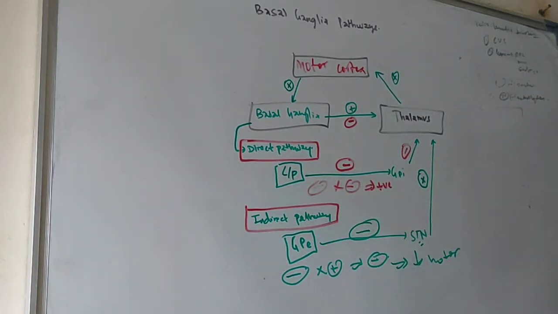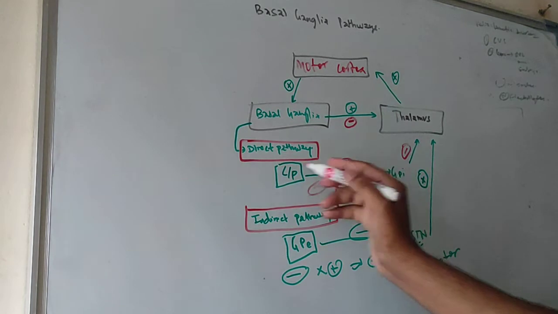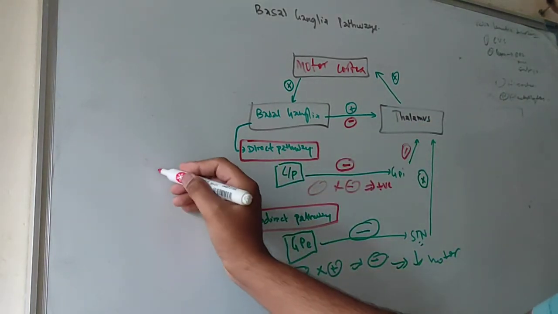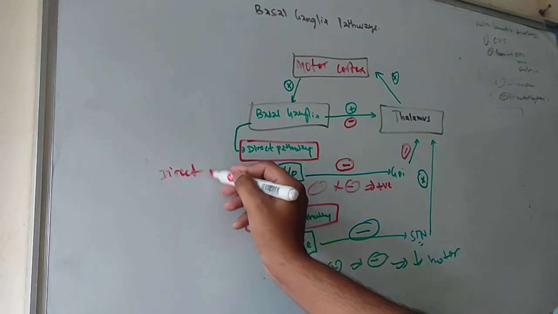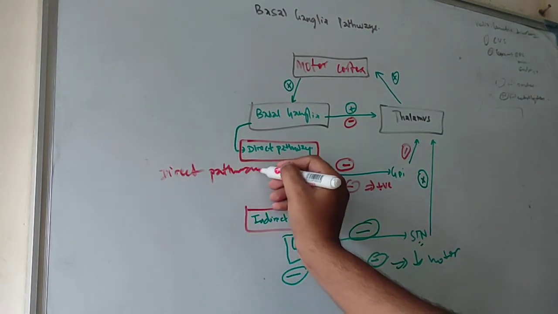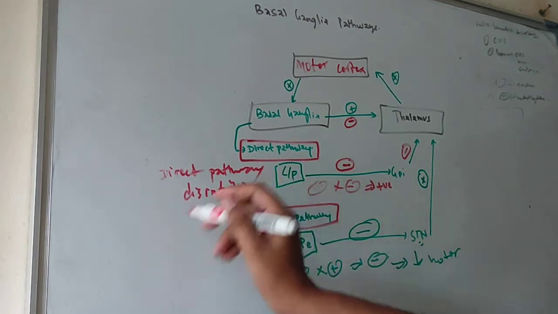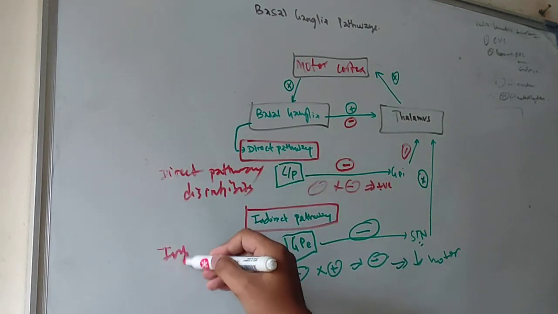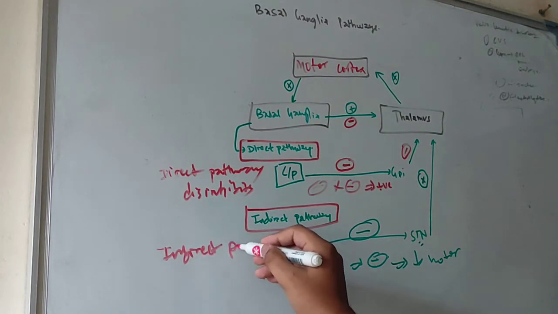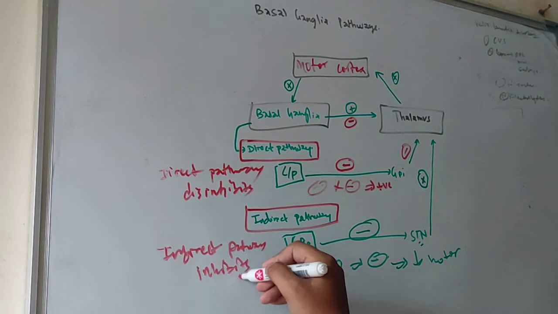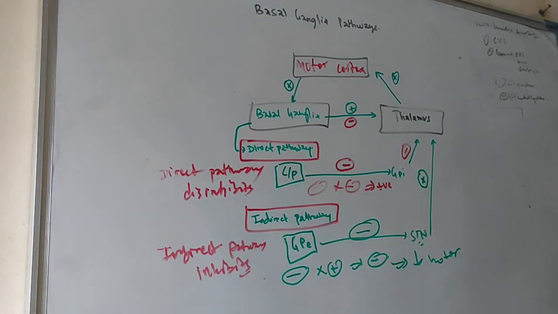So what we have learned so far is that the direct pathway disinhibits, which means it excites, but the indirect pathway inhibits the stimulation of the motor cortex.